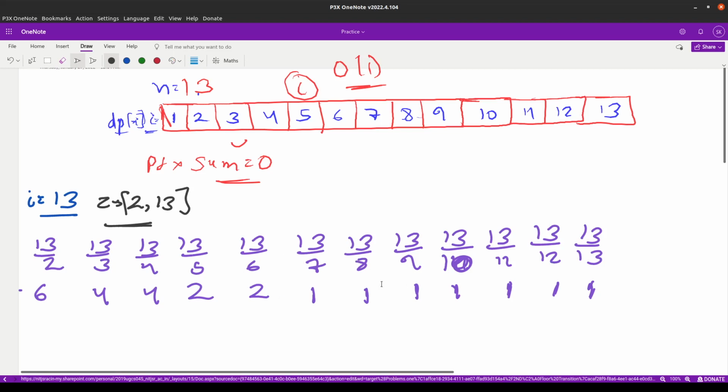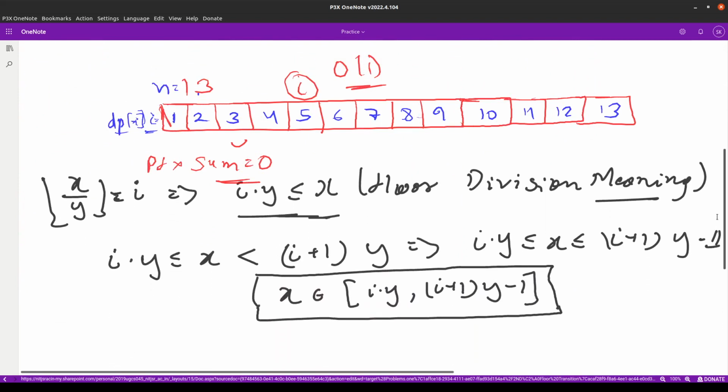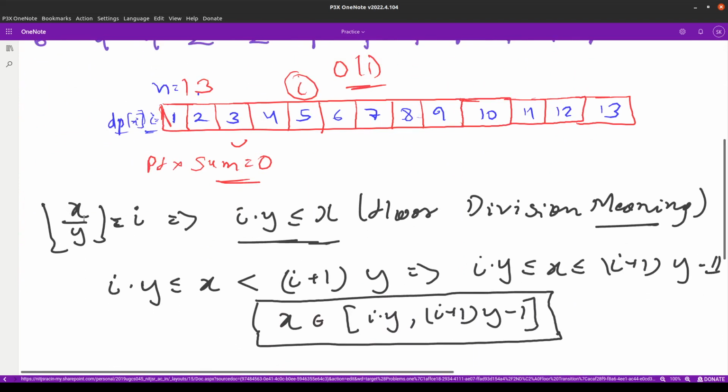And why is this happening? For this we have to come to the definition of floor division. In floor division, x by y equals some i, then i times y is less than or equal to x. This is the floor division. So x can maximum go up to less than (i plus 1) times y. So our x will be in the range i times y to (i plus 1) times y minus 1, in an exclusive range.